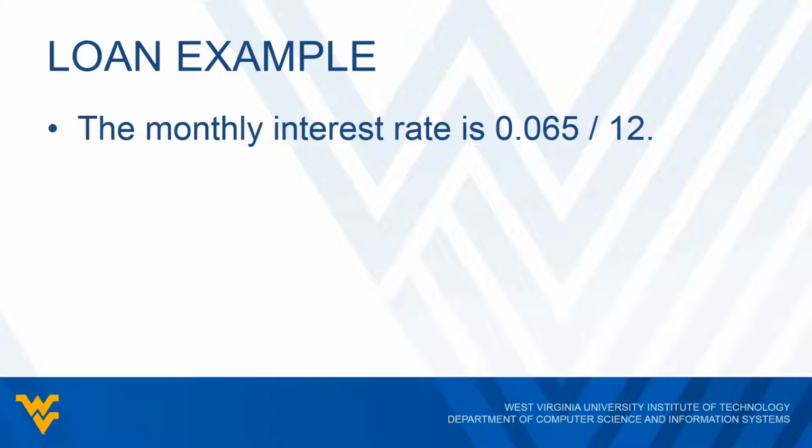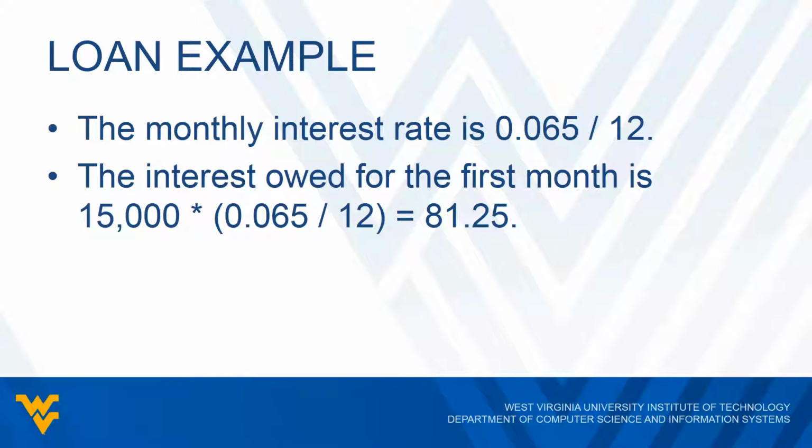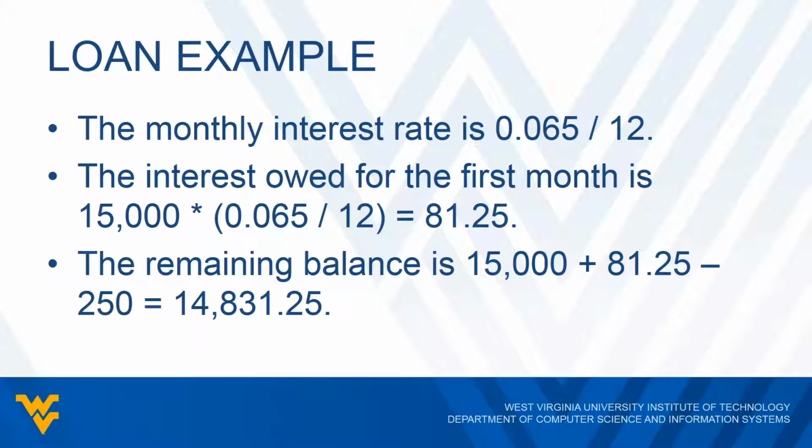So let's figure out what the interest is going to be for that first month. If we take that interest rate and multiply it by 15,000, we would see that the interest for the first month is going to be $81.25. So now we have to add this on top of the 15,000, then we can subtract the 250. Our remaining balance is 15,000 plus 81.25 minus 250, and we would see that we would owe $14,831.25.